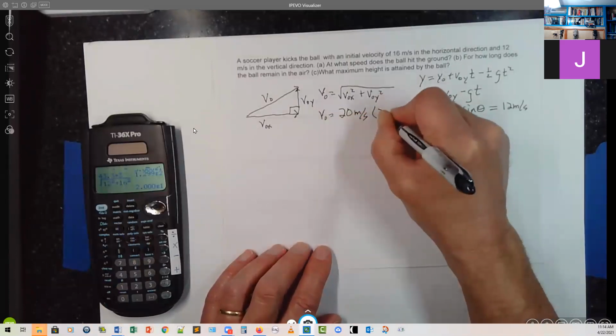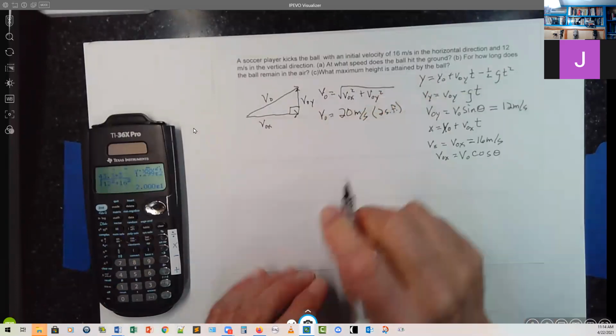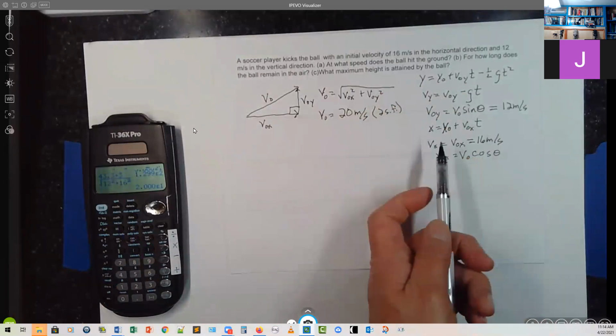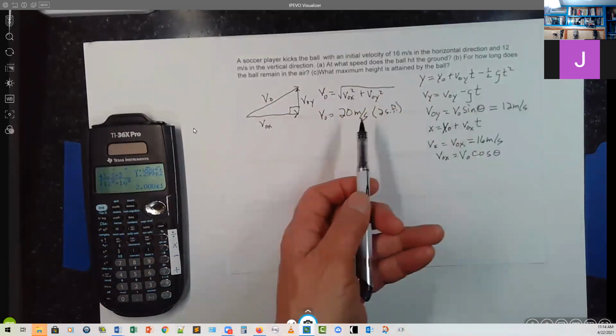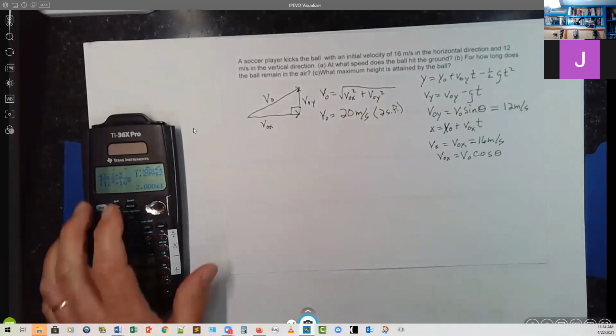And I'm going to put a little note to myself here, 2 significant figures, because 12 has 2 significant figures and 16 has 2 significant figures, and that's all I've got to deal with on this problem.